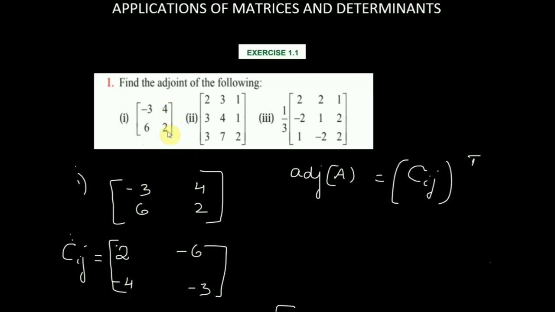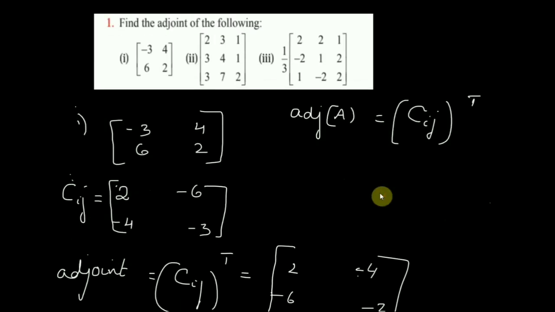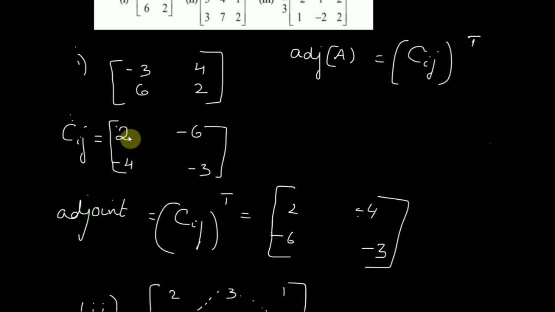Now the cofactor of 2 is minus 3. You need not change the sign because it is A22, an even place. So this is the cofactor matrix. The adjoint is the transpose of it. Transpose means the first column will become the first row, the second column will become the second row. So this is the adjoint.